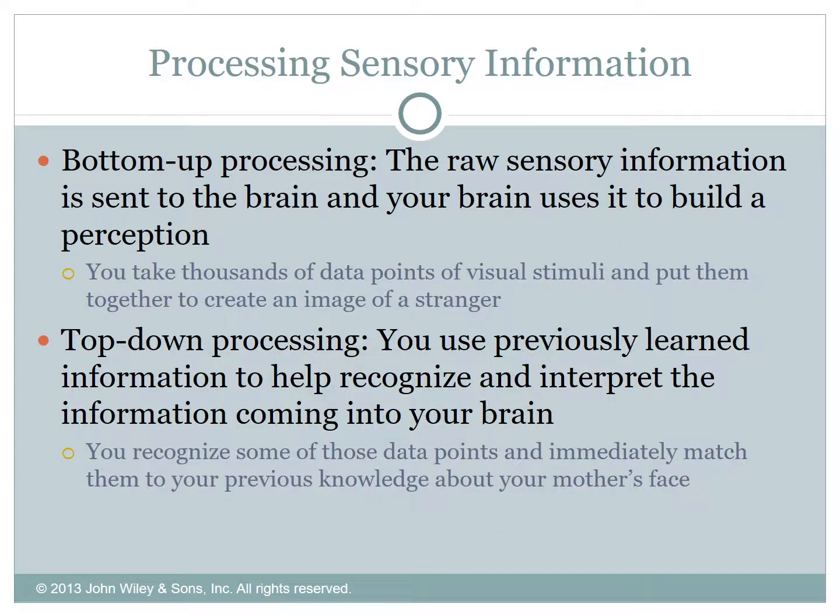When we stop looking at senses, we can start looking at perception and how we process sensory information. Often when we process sensory information, it's necessary to organize that information. And there are two basic ways to organize and process this sensory information. We can use bottom-up or top-down processing.